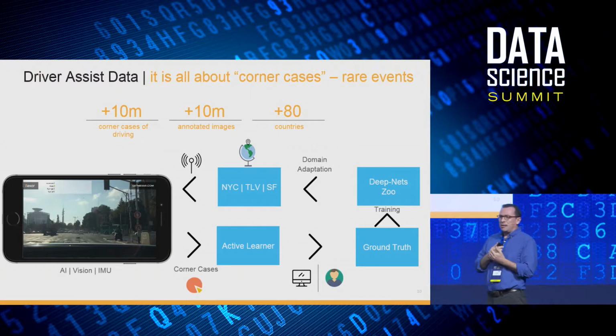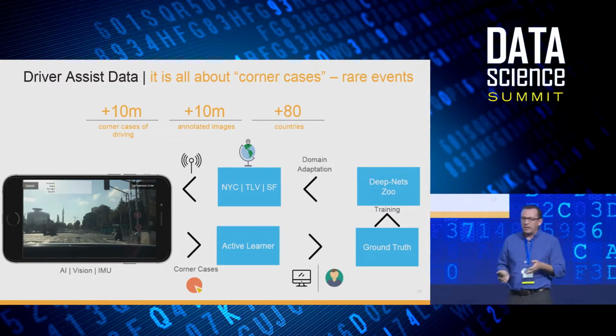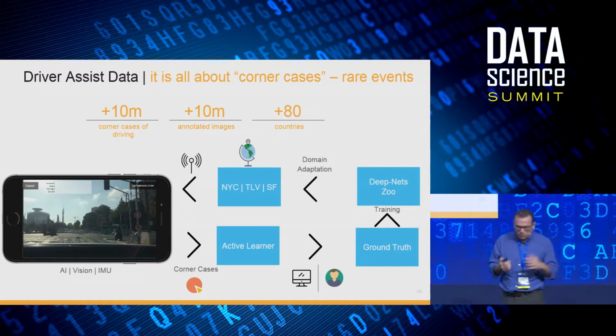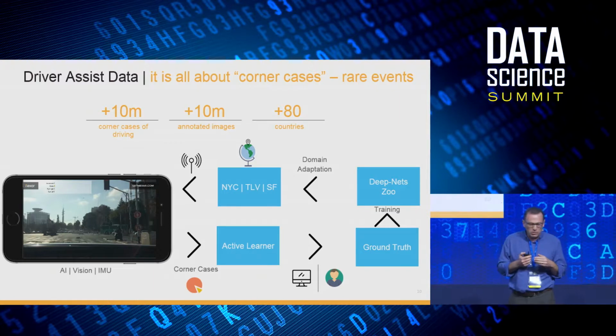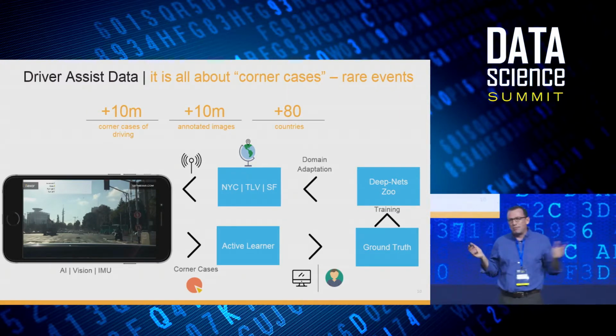Just to give you a few statistics, we have been operating for more than a year. Up till now, we collected more than 10 million corner cases of driving. That can be accidents, near accidents, obstacles on the road, etc. We annotated around 10 million images to be able to build these models. And the other aspect that is really important for building a robust system is to collect those corner cases under a diverse set of environments.